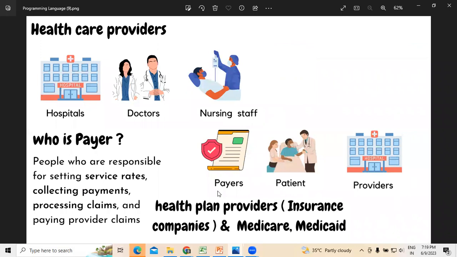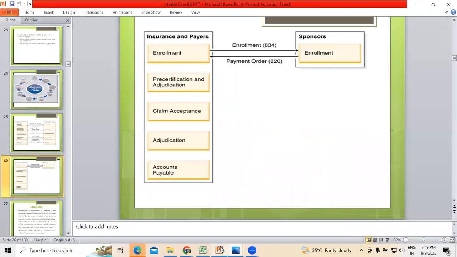This I prepared yesterday. These are the healthcare providers. Payer means a person who is paying against the insurance, that is, insurance companies or Medicare, Medicaid. Next is the patient. Second is the healthcare provider. Fourth one is the sponsor. Sponsor means who is sponsoring this. This is what we call a sponsor.